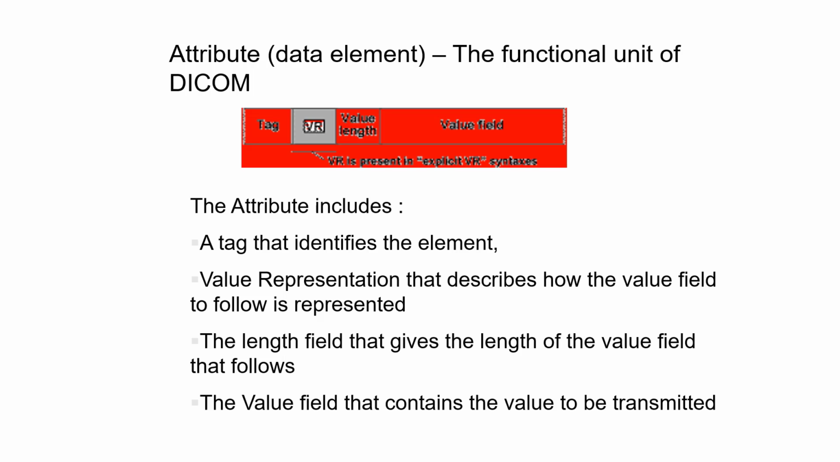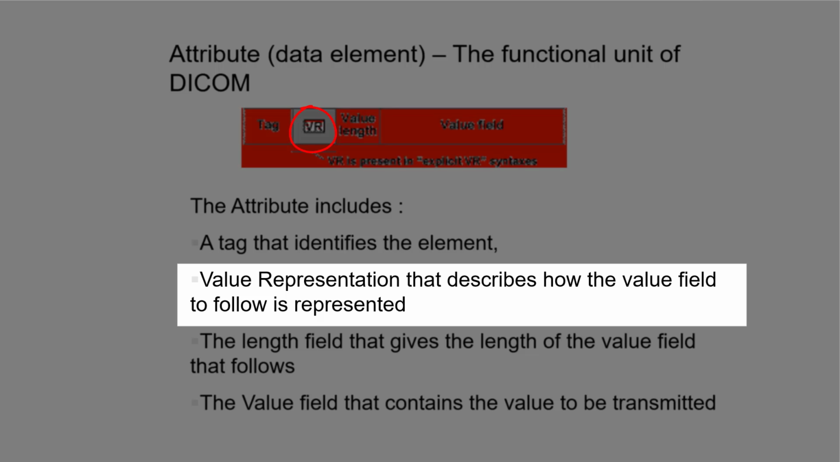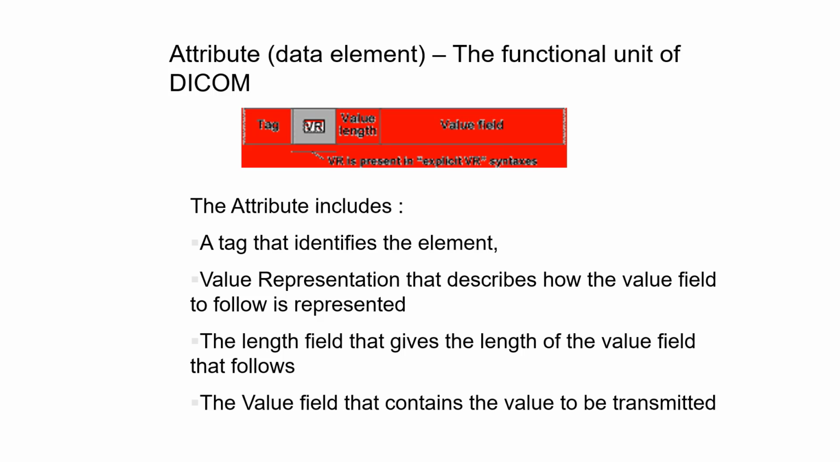The attribute or data element is the functional unit of DICOM. The DICOM data element is comprised of a tag that identifies the element. Value representation describes how the field to follow is being represented. The length gives the length of the value field that it follows, and the value field contains the value to be transmitted.